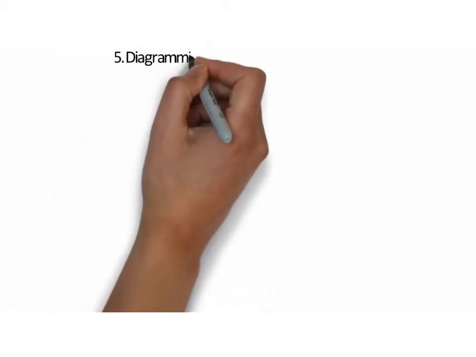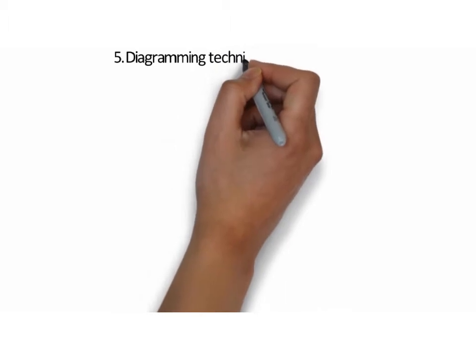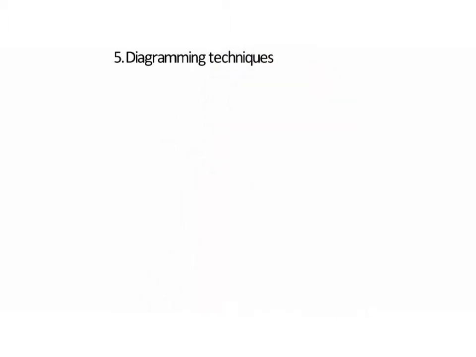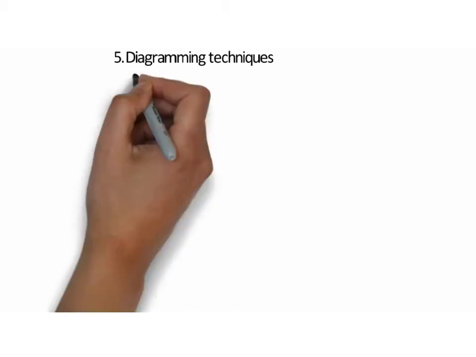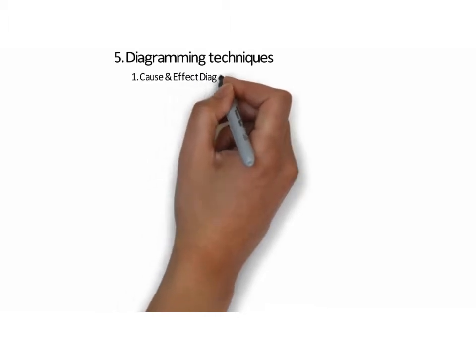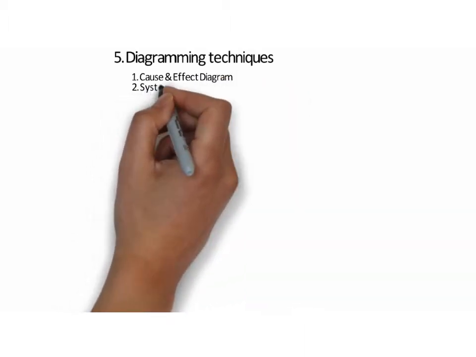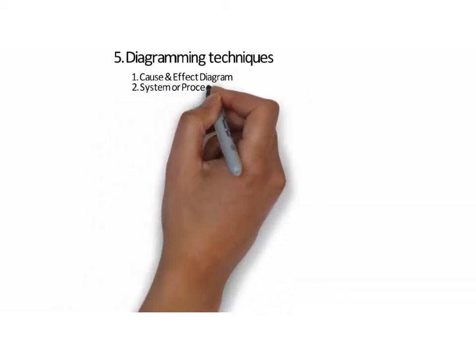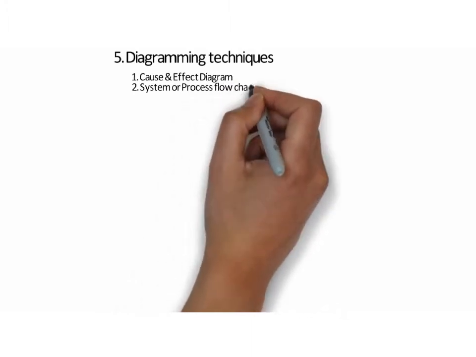Diagramming techniques. This is the fifth tool and technique of identify risk process. PMBOK mentions three types of diagramming techniques. 1. Cause and effect diagram. 2. System or process flow chart. 3. Influence diagrams.